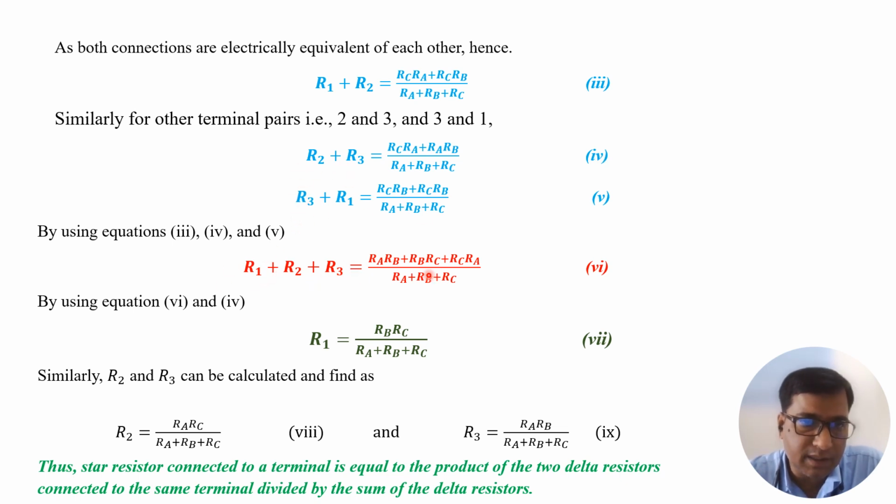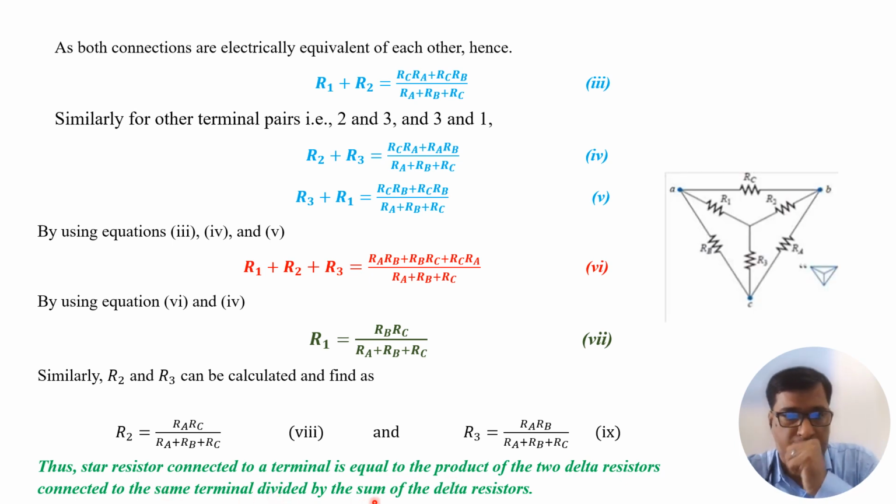So if we subtract equation number 4 from equation number 6, R1 will be calculated. In this way, by subtracting these two equations, we are getting R1. Similarly, we can get R2 and R3. Thus, the star equivalent resistance connected to a terminal is equal to the product of the two delta resistances connected to the same terminal divided by the sum of the 3.